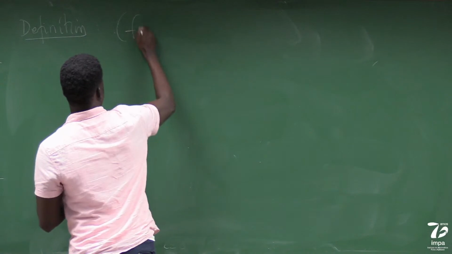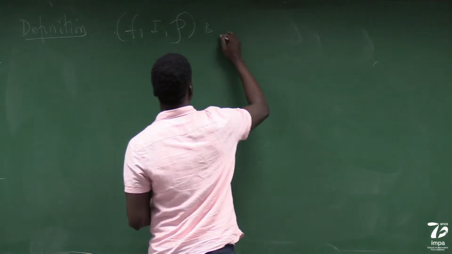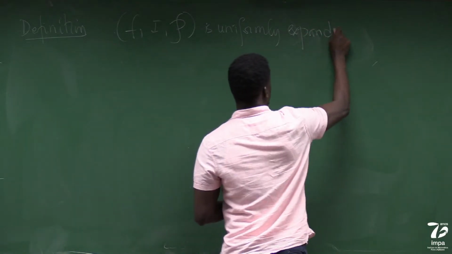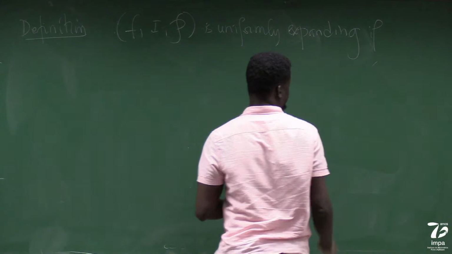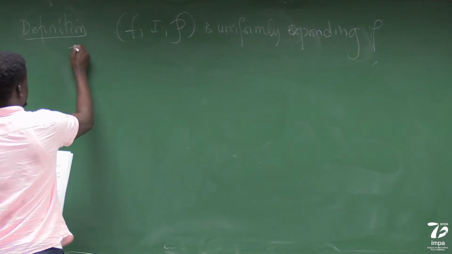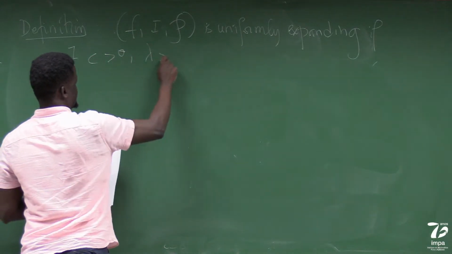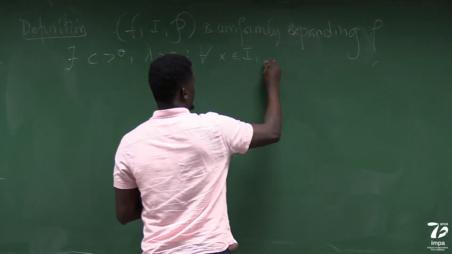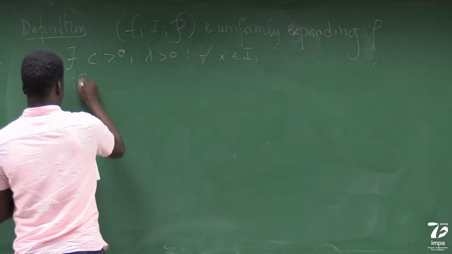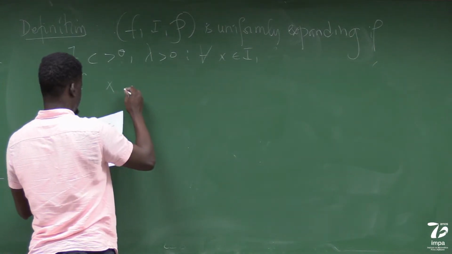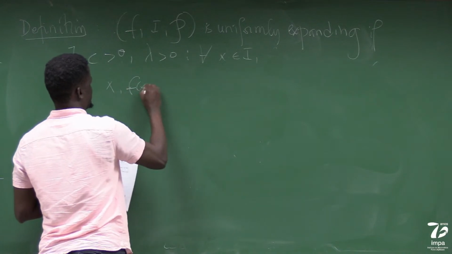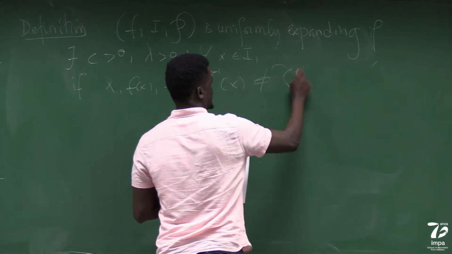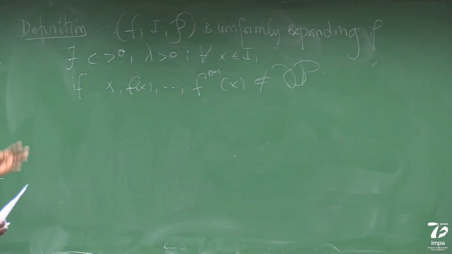I don't need to write a full branch map. P is uniformly expanding if there exists C positive, lambda positive, such that for every x in I, if the orbit f of x, f^(n-1) of x does not belong to the boundary of the partition. By the boundary, I mean the boundary of the partition elements.